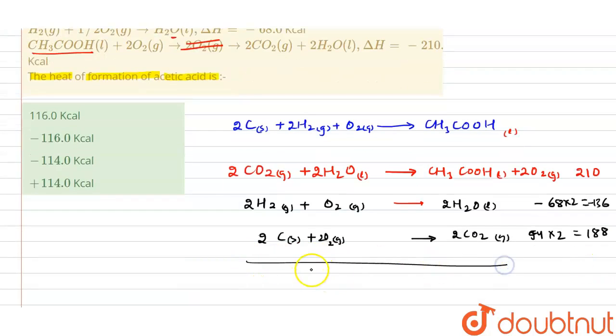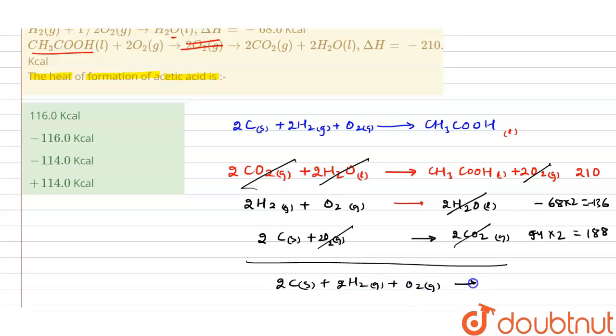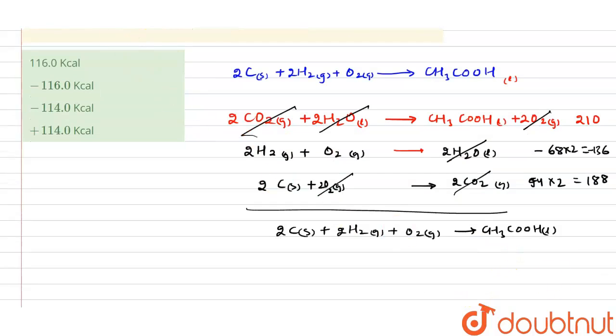Now add all these three reactions. What will happen? The water molecules will get cancelled out, the CO2 gets cancelled out. After that, what are we left with? This O2 and this O2 will get cancelled out. So we are left with twice of carbon solid plus twice of H2 gas plus O2 gas, and that will convert into this liquid, CH3COOH. When this acetic acid is formed from its constituent elements, that is called the enthalpy of formation of acetic acid. So basically we have to calculate this value.